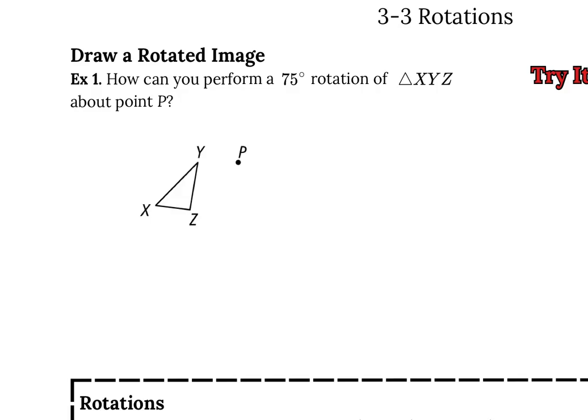So we want to find the distance between Y and P. And then we would be rotating that 75 degrees. And I'm just going to kind of eyeball 75 degrees because I do not have a protractor that will fit on this screen. Okay. All right, so this would end up being Y prime.